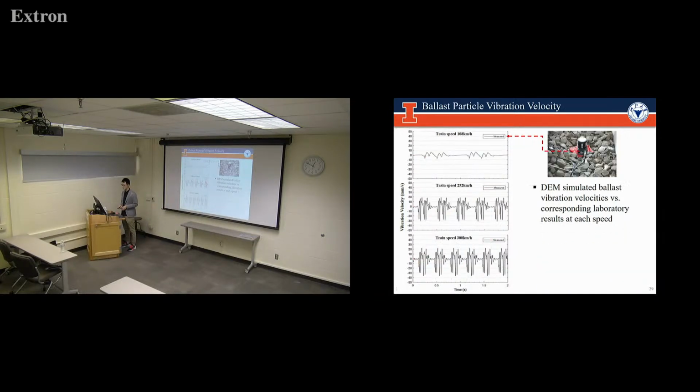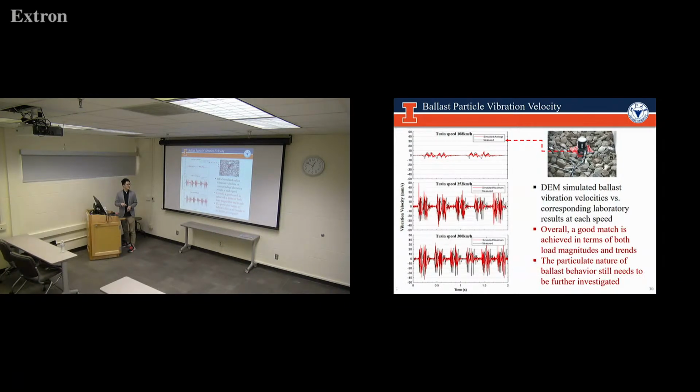And in terms of the ballast particle vibration velocity, again, the black lines are the measurements from the lab, and the red lines are the simulation results from the DEM model. Overall, again, we can see a good match was achieved, but the particular behavior of the ballast will still need to be further investigated to say more about these comparisons and about the mechanics inside the ballast layer.